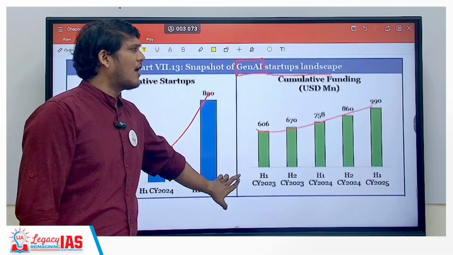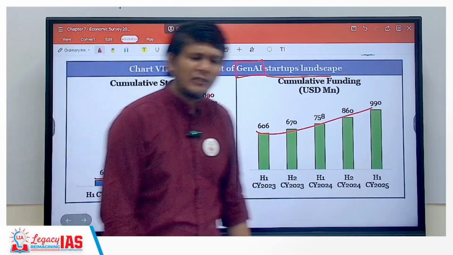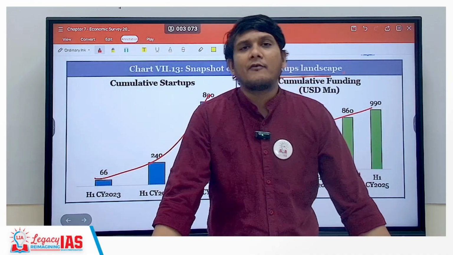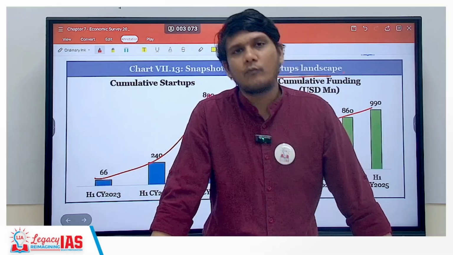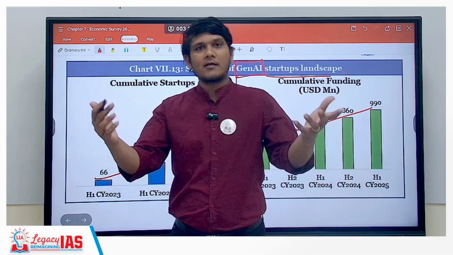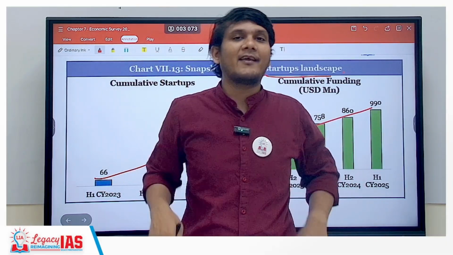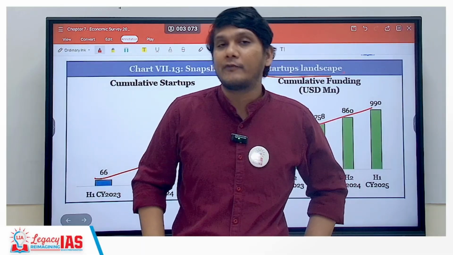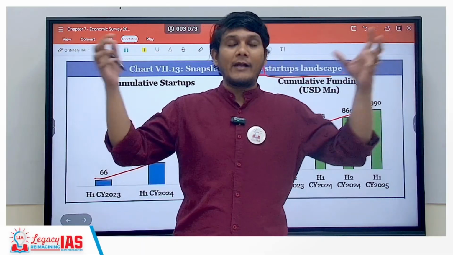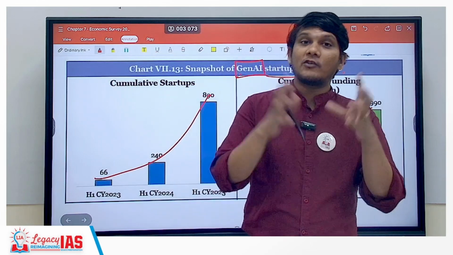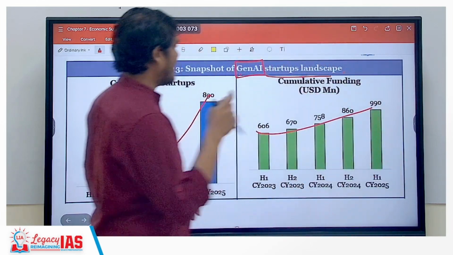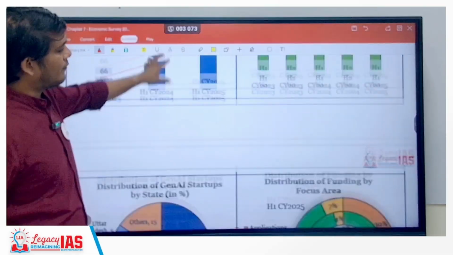If I ask you without showing the graph which state do you think would have the highest number of generative AI startups, what would be the answer? Karnataka, right? Bangalore, they say, is the Silicon Valley of India. So Bangalore will have a huge concentration of those generative AI startups. So the state of Karnataka will be leading in that, and second will be the state of Maharashtra.